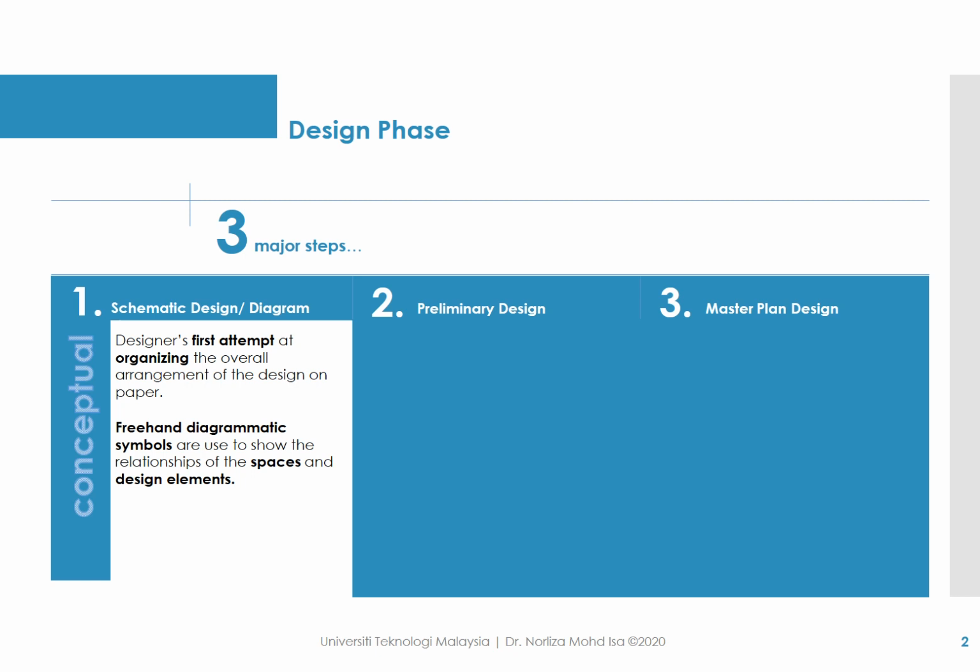A schematic design or diagram is the designer's first attempt at organizing the overall arrangement of the design on the paper. In schematic design or diagram, freehand diagrammatic symbols are used to show the relationship of the spaces and design elements.